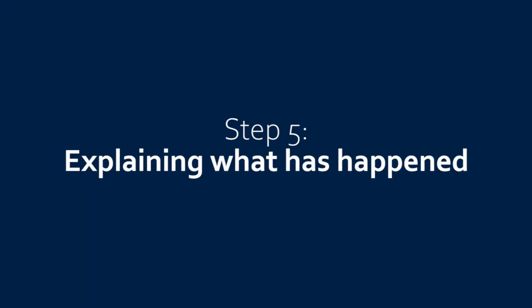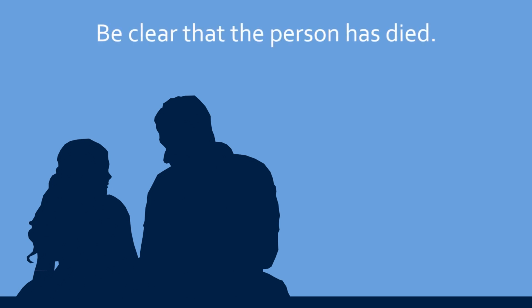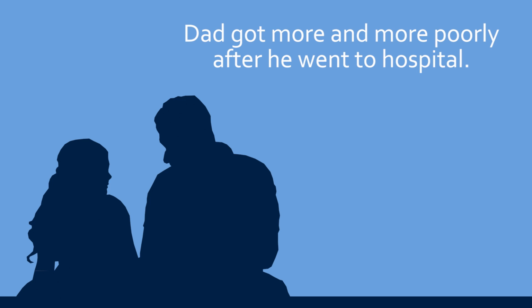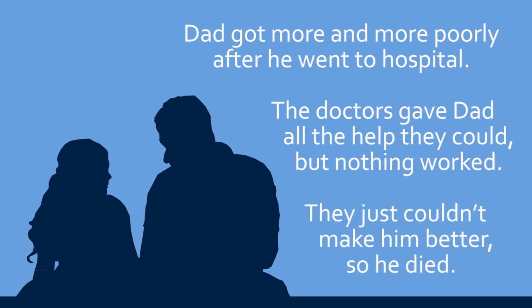Step 5. Explaining what has happened. To avoid any confusion, you should be very clear that the person has died. You can use whatever word your family prefers when talking about death, but using euphemisms like gone to sleep or passed away can be confusing for children. You might say something like, Dad got more and more poorly after he went to hospital. The doctors gave Dad all the help they could, but nothing worked. They just couldn't make him better, so he died.